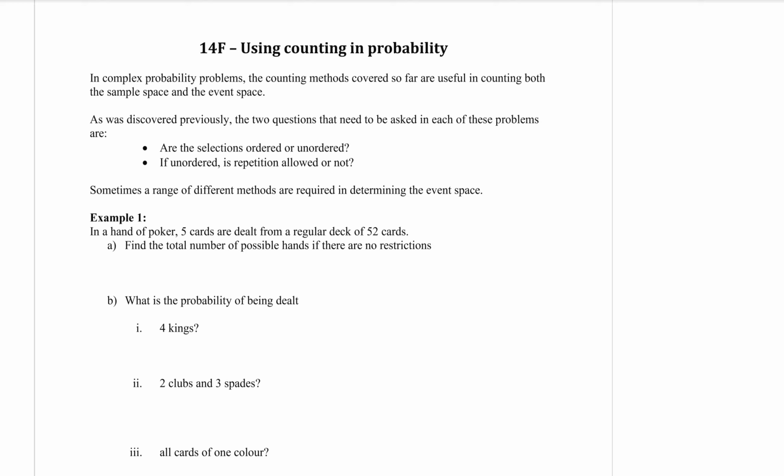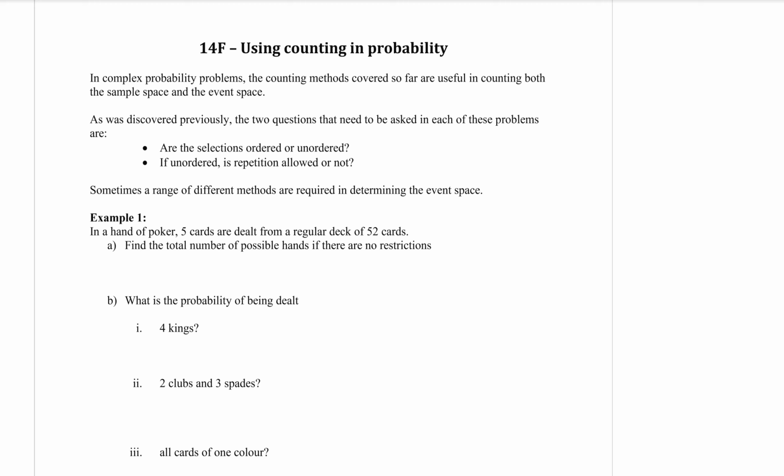We're going to do some probability. We've done all this practice counting the number of ways to do certain things, and now we finally want to find some probability. It says at the top of the page, in complex probability problems, the counting methods covered so far are useful in counting both the sample space and the event space.